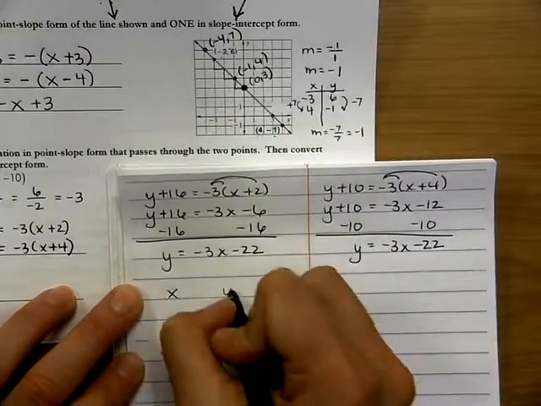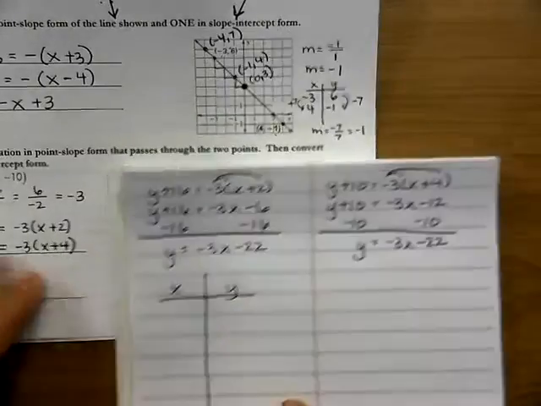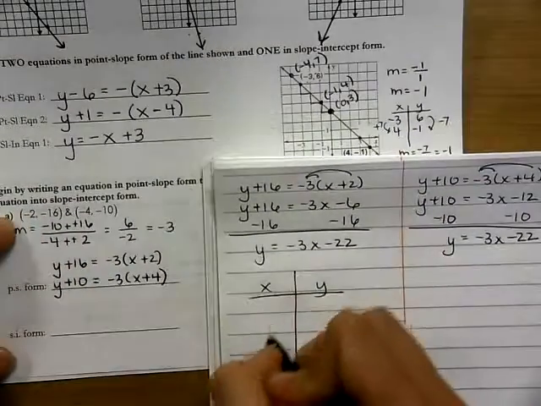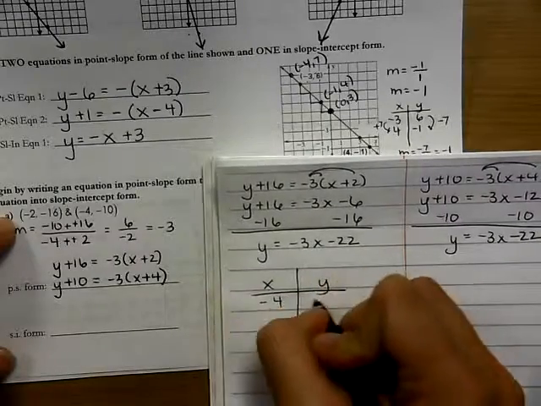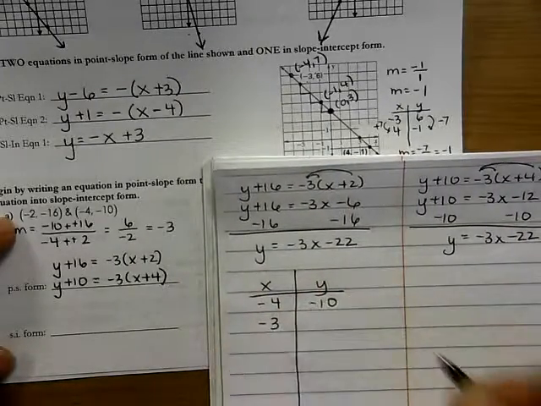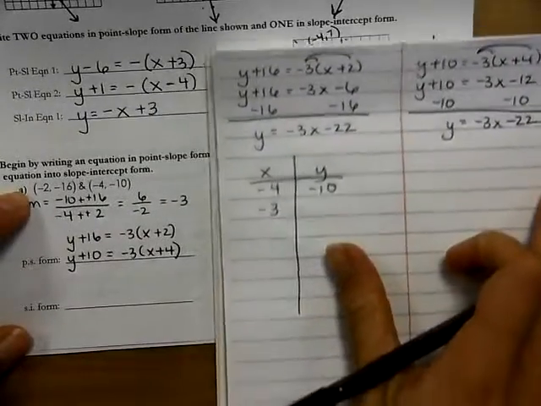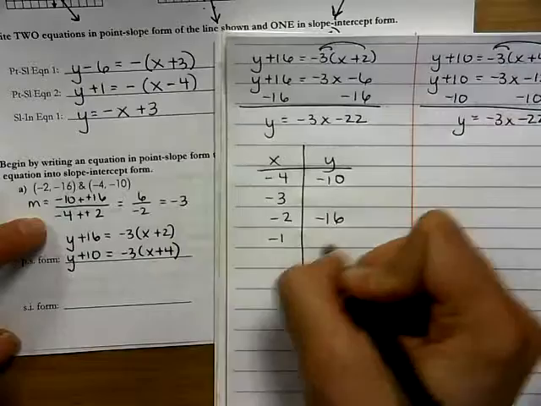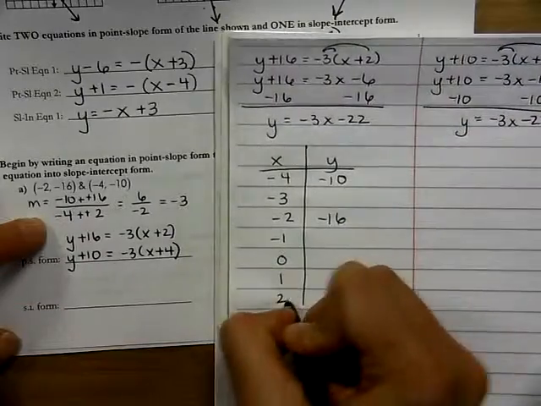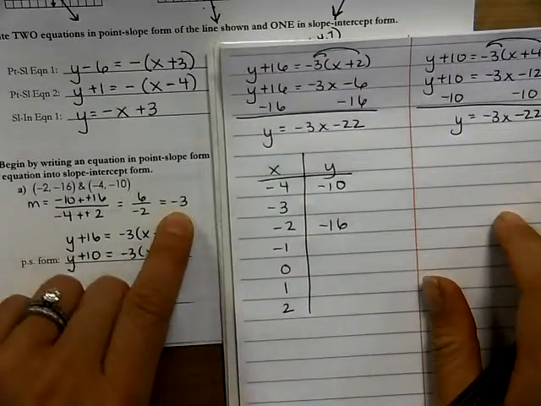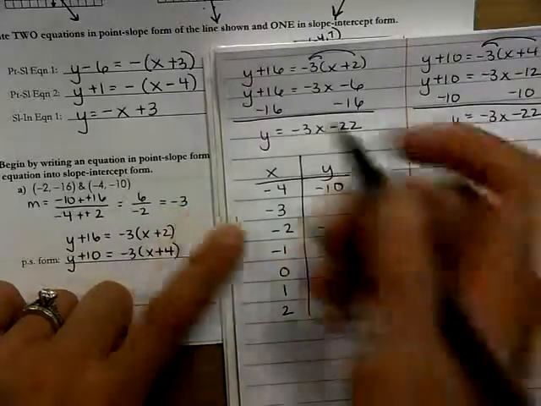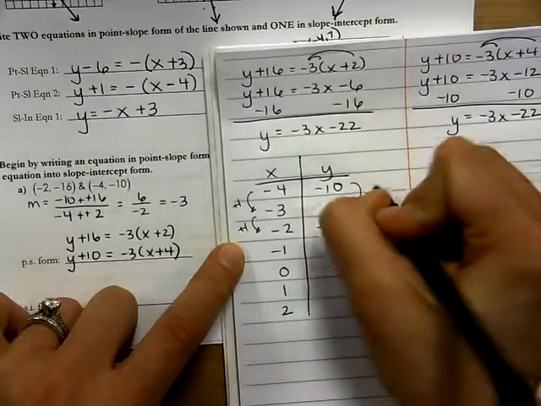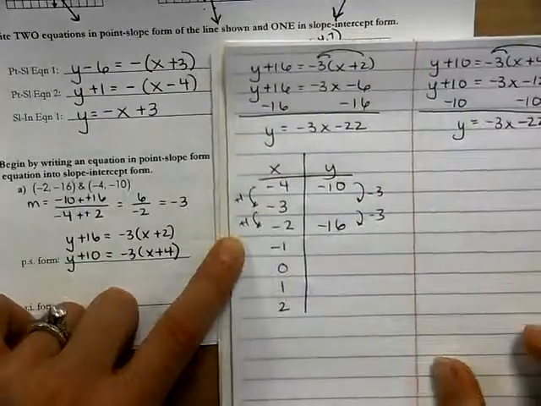Another way that students have done this problem is by making a table. So look in here, we had negative 4, negative 10. We didn't know what the coordinate was with negative 3, but then I had negative 2, negative 16. We'll have negative 1 and something, 0, 1, 2, and so on. We saw that the slope was minus 3, or negative 3, so that means every time we add 1 for the x, we're going to subtract 3 from the y.